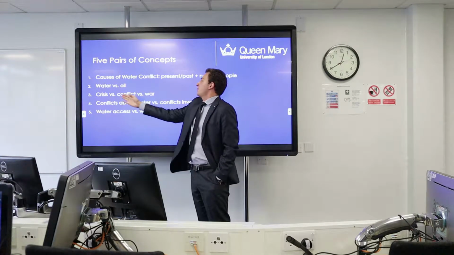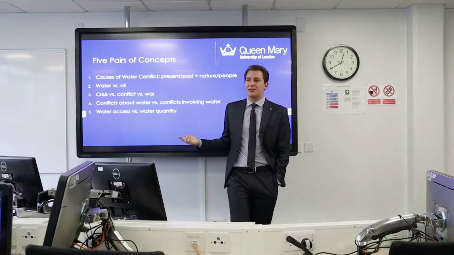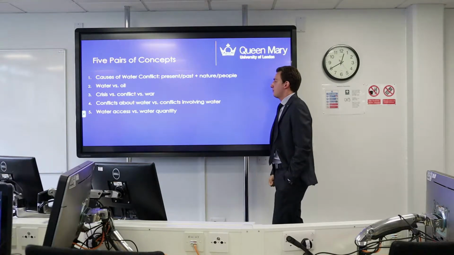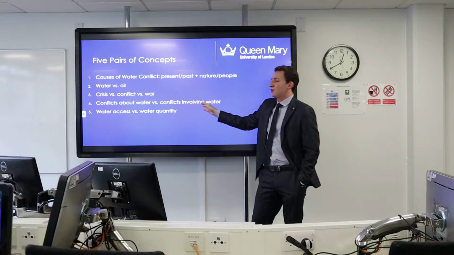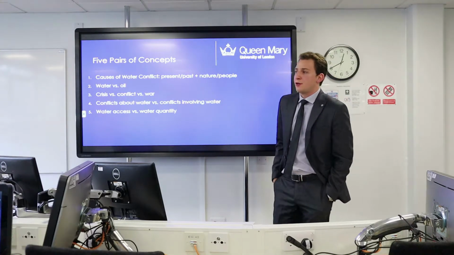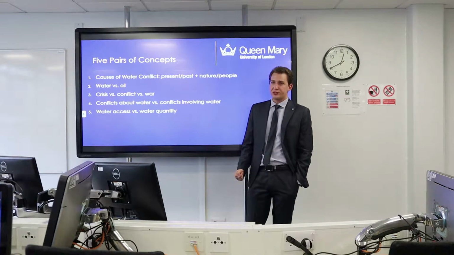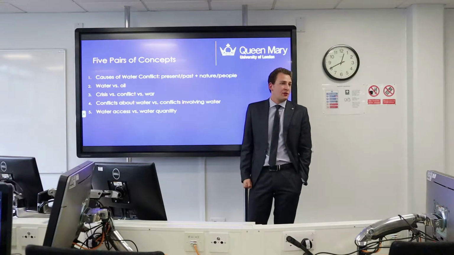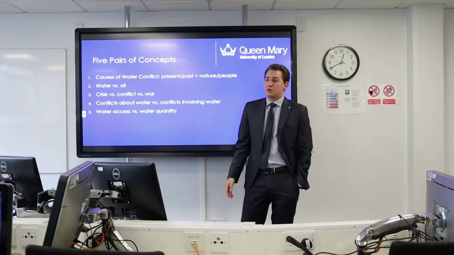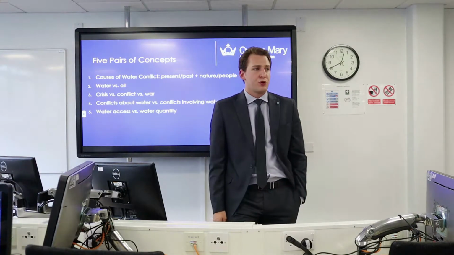The third one is crisis, conflict, and war. 3 things that are potentially very, very different, and determine the types of case studies that you include and the way that you analyze them. The fourth pair of conflicts is conflicts about water versus conflicts involving water, which is, again, very different. Is there causality here? Can water cause conflict at all? Or is it something that we use strategically, or just gets involved by accident in the conflict because it happens to be there? And fifth, we have water access versus water quantity. What is the problem? Do we not have enough water, or are we not distributing it appropriately?